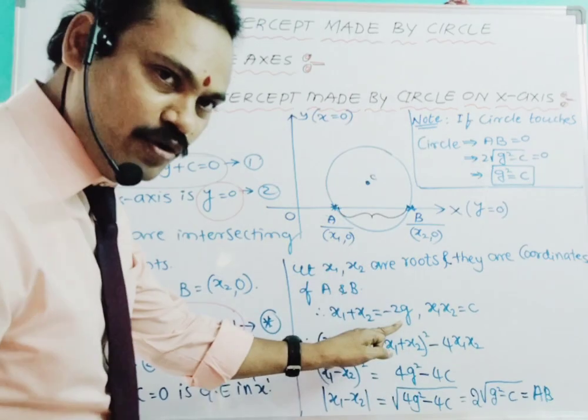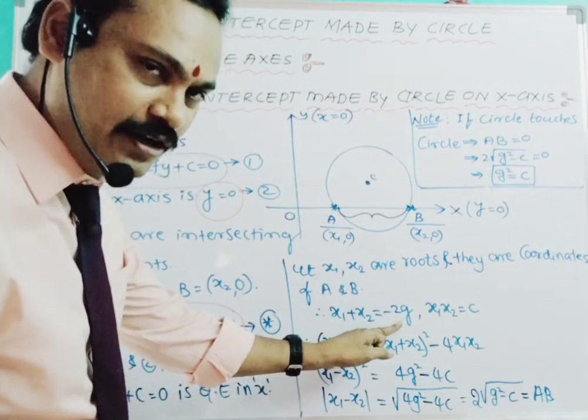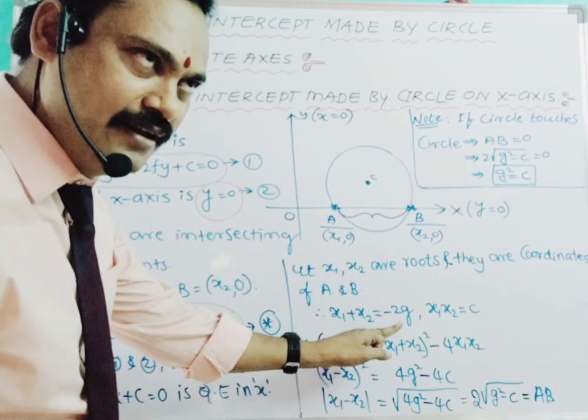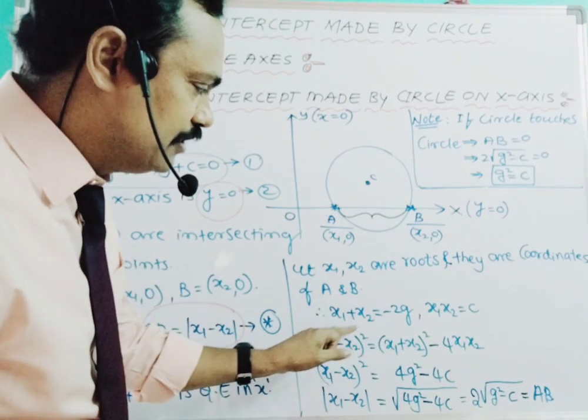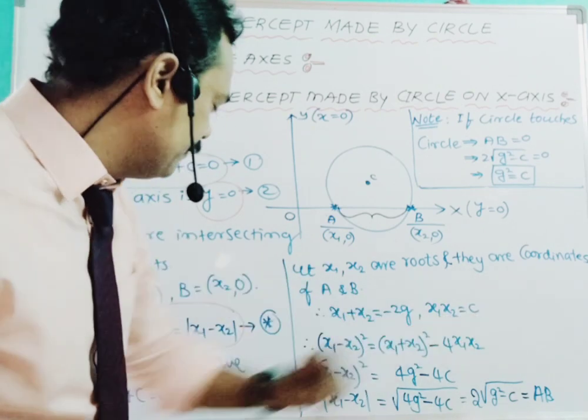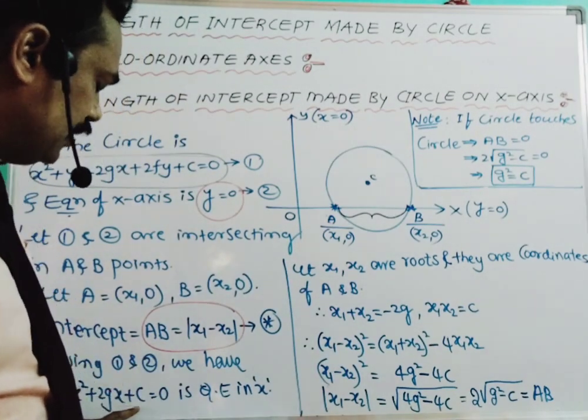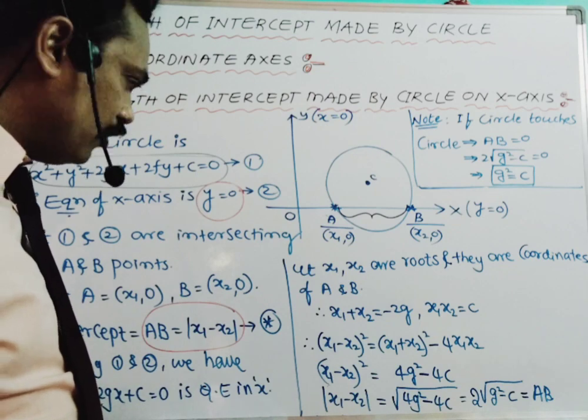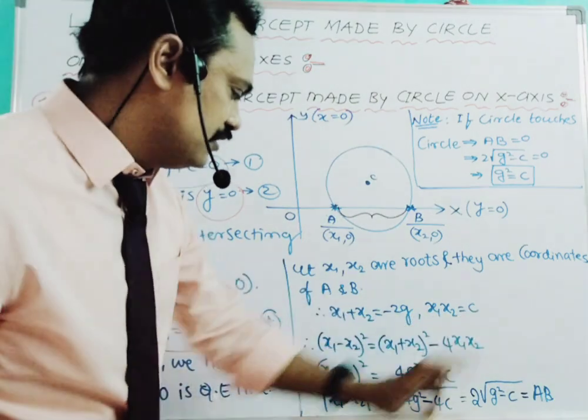This concept you know well from 11th standard, and I think maybe even from 10th standard: sum of the roots and product of the roots. What is the product of the roots? c by a. Here c is what? c only. And a is the x square coefficient, that is 1. So x1 x2 equals c.